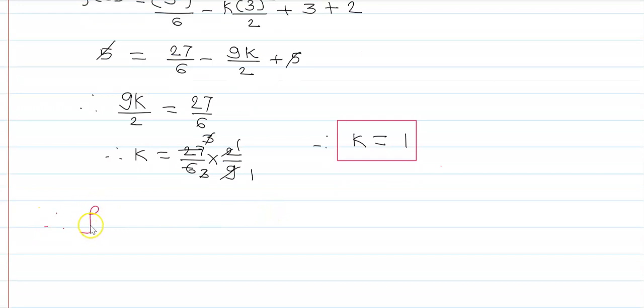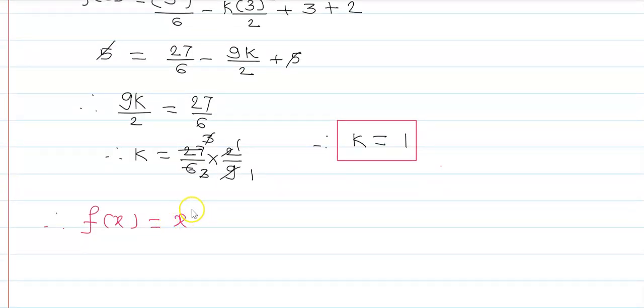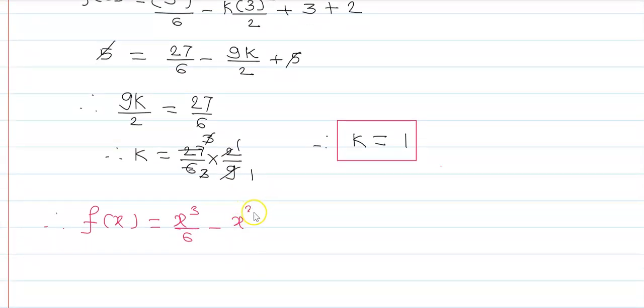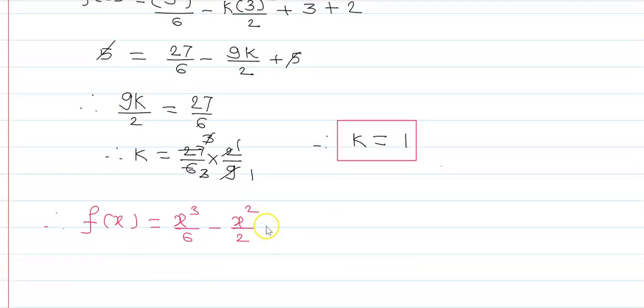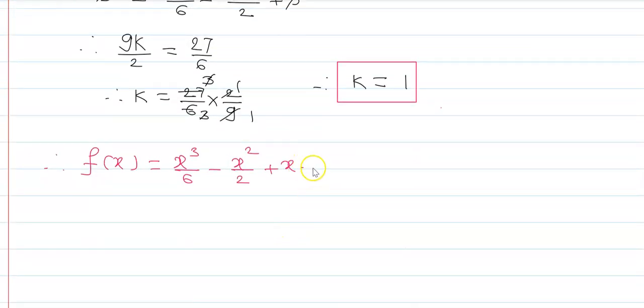What is that? f of x is equal to x cube upon 6 minus the value of k is 1, therefore it is only x square upon 2. Next is x, keep it x as it is, and the value of c is 2, and in this way we have x raised to 3 upon 6 minus x square upon 2 plus x plus 2, and this is the required function.